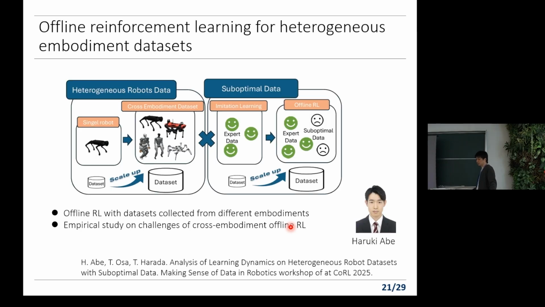Recently we are working on offline reinforcement learning for heterogeneous embodiment datasets. The idea is that we collect demonstrations from various embodiments, then perform offline reinforcement learning. In this way, we can obtain a pre-trained model which could be used for various embodiments, for example different types of humanoid robots or different types of quadruped robots. We developed this kind of dataset as a research platform, performed empirical studies, and identified the challenges of cross-embodiment offline reinforcement learning.